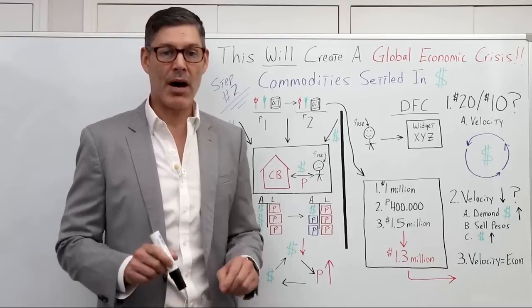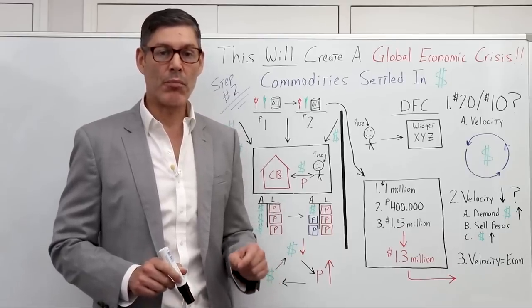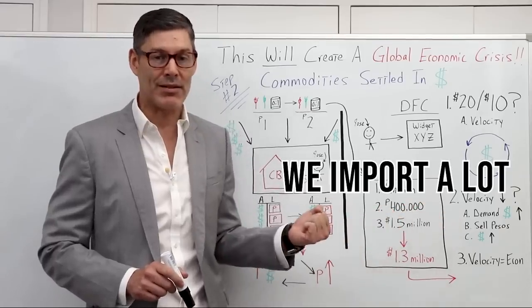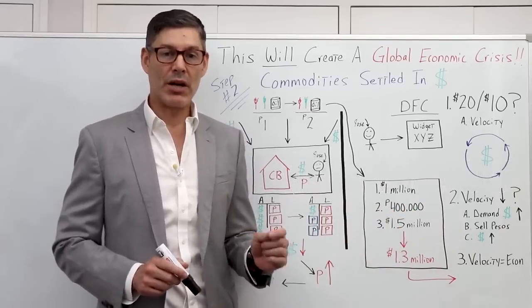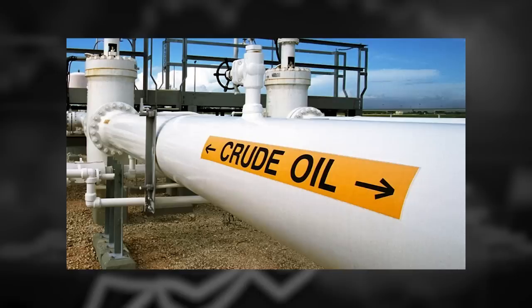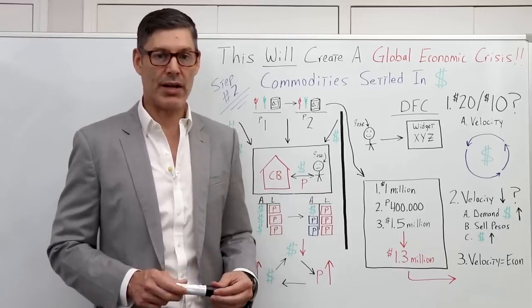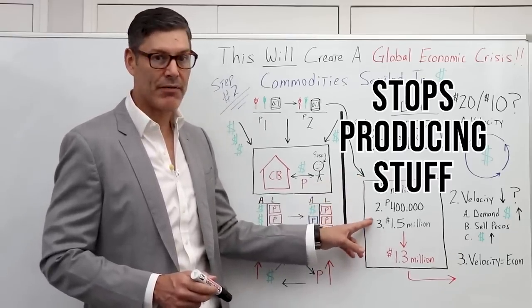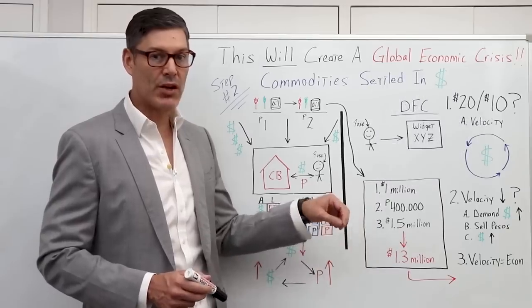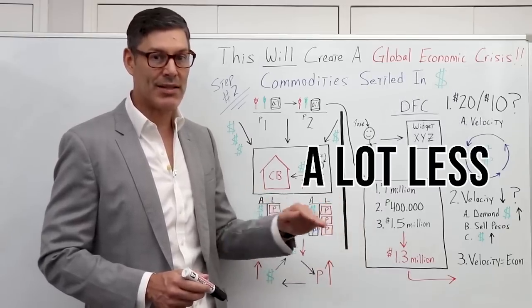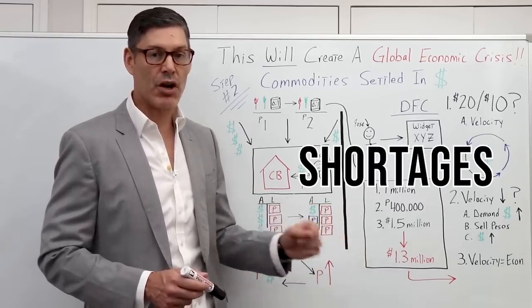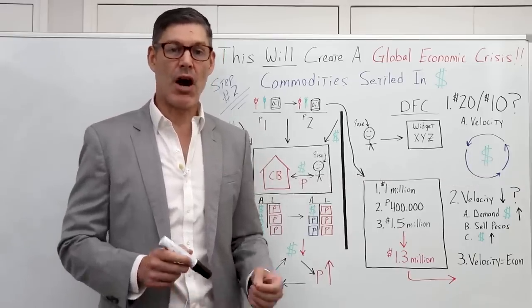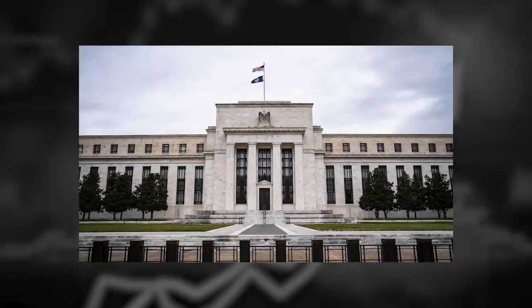Also, we produce a lot of commodities here in the United States, but we don't produce all the commodities we consume. We import a lot, especially energy, when it comes to different grades of oil than we produce right here in the United States. So if the whole global economy stops producing stuff, that means that we in the United States will have a lot less stuff, shortages, regardless of how many dollars we have in our bank account or how many dollars the government and the Federal Reserve can print.